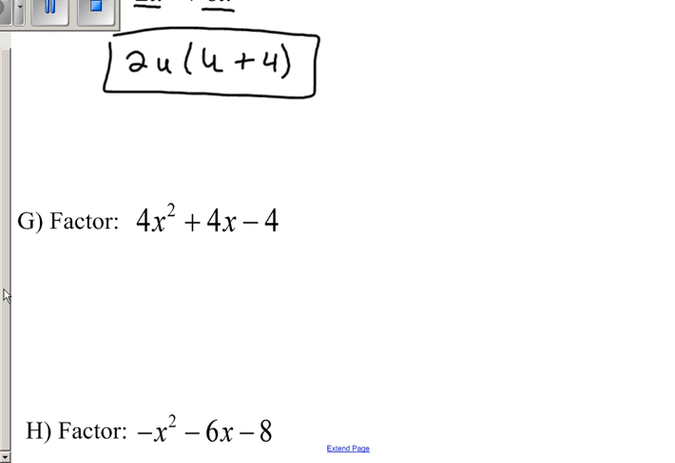4x squared plus 4x minus 4. Again, is there a common factor? The answer is yes, 4. If I factor out 4, I get x squared plus x minus 1.